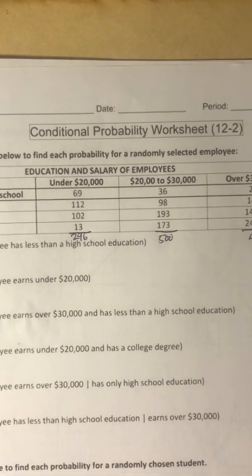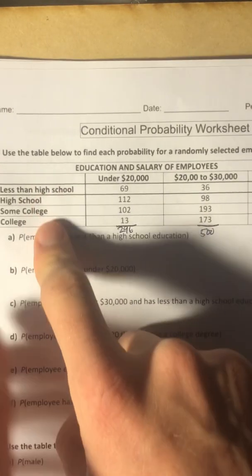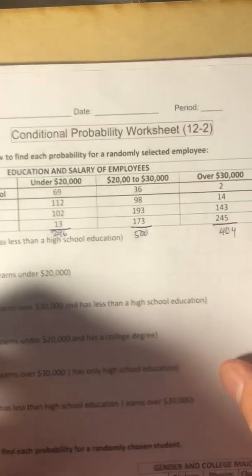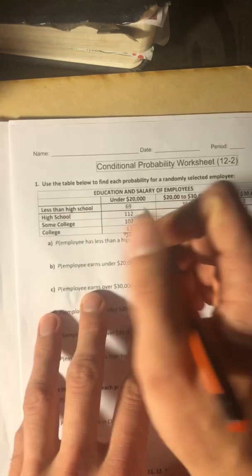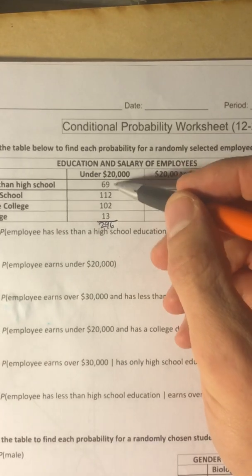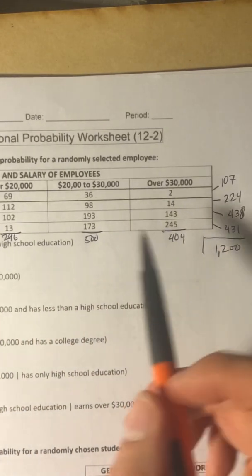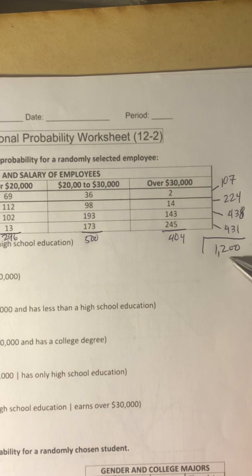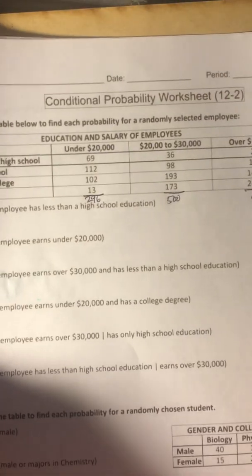In this case, we have our table, and we have education and salary of employees. So we have education right here, and we have salary right here, and you'll see it's all filled out for us. Now, the first thing you want to do is add up the table. I'm going to add my columns, and I'm going to add my rows across, and then that's going to give me a total number of people. So there's 1,200 different people right here, and I'm going to use that to help me.